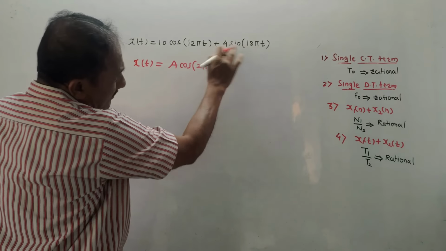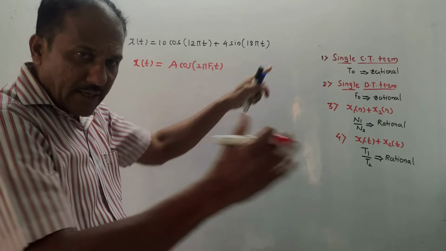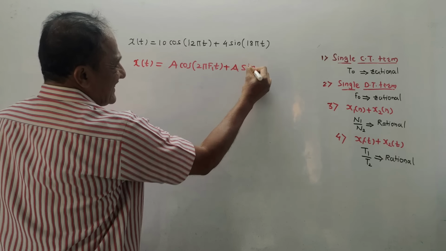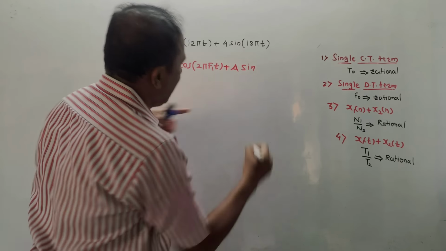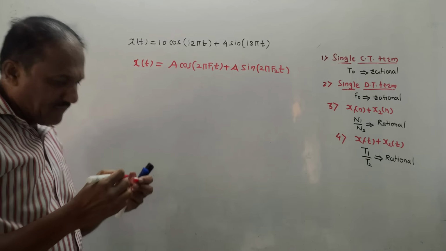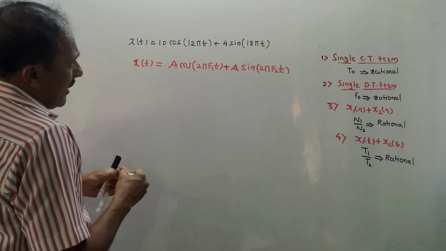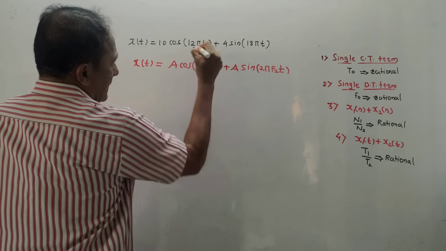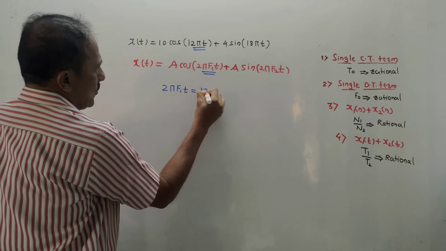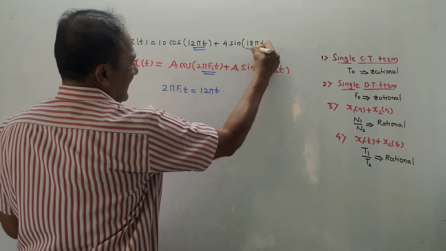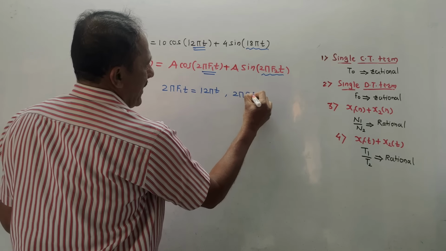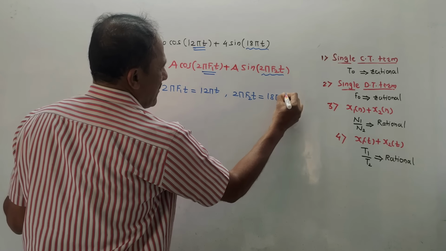Very simple. There are two terms, so I will be using f1, f2, f3 and so on. Plus, for the second term, same logic, a sine, since it is a sinusoidal term. I am writing sine 2 pi f2 t. This sine and cos will not make any difference. Now, like the previous sum, compare these bracket terms. So, 2 pi f1 t is equal to 12 pi t. For the second term, 2 pi f2 t is equal to 18 pi t.